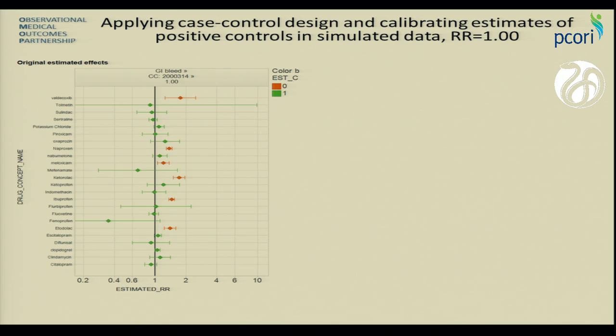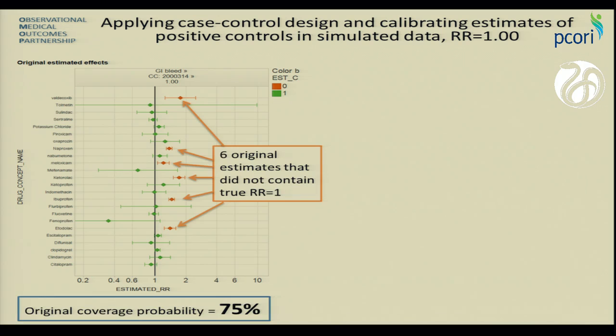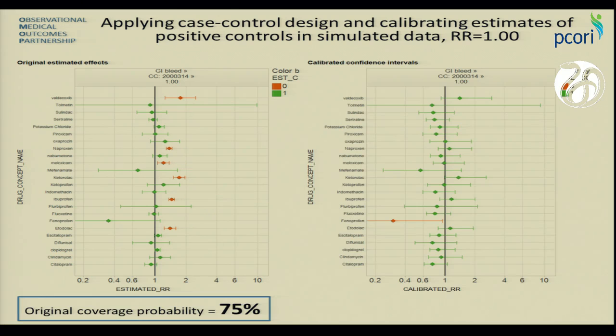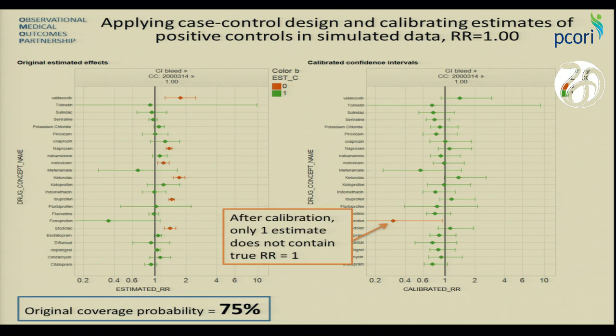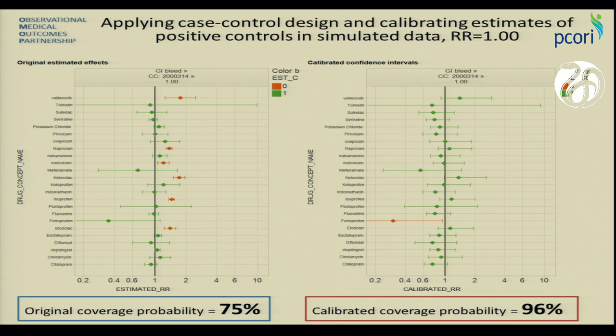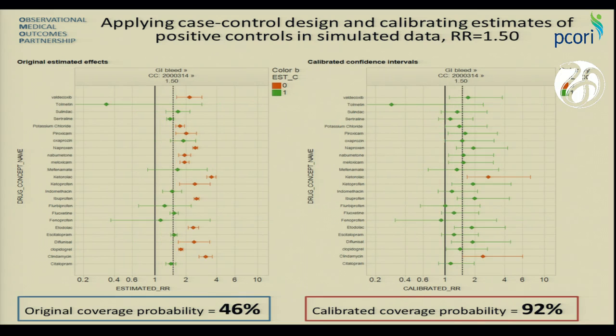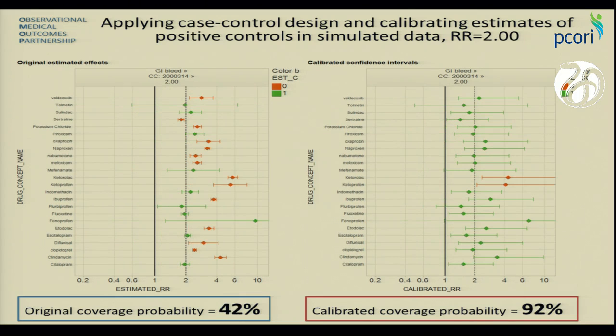Just as reference, I've provided a few slides here to show you exactly what happens to effect estimates as we go through this. So this is a series of specific drugs for GI bleed. This is pre-calibration on the left-hand side, where we have poor coverage probability, and post-calibration, after we apply that empirical null distribution. You see the effect estimates move, and now we have closer to calibrated coverage. And through our simulations, even as we inject signals of different sizes, we see this same phenomenon occur.